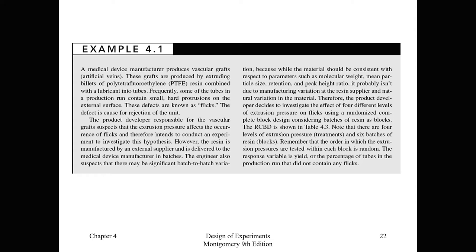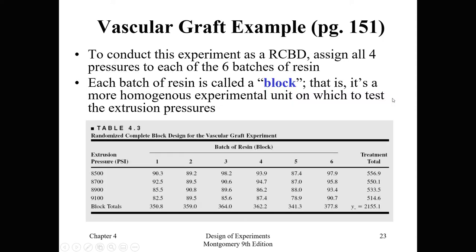So real quick, let's go through an example together. So we're going to be looking at vascular grafts and a whole bunch of different medical stuff that, frankly, I don't particularly understand. But what we want to see is that the extrusion pressure affects the occurrence of flicks. Okie dokie. There it is. But we've got this supplier that we need to account for, and we think that the batches in the supplier might have an effect. So this is going to be where we have the blocking factors in that batch.